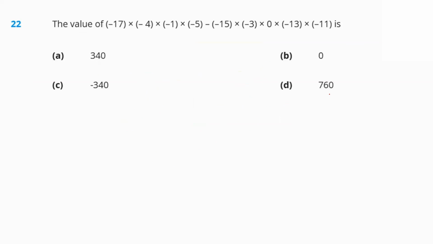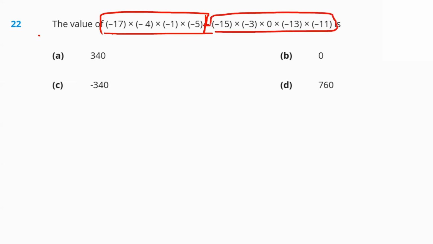Option B. Next, question number 22. There's one big expression given which we have to find the value of. If we just look till this part, it's all under multiplication. There is one minus sign and this is the second part. So basically it has two different terms, the first term and the second term. The second term has all under multiplication with a 0.